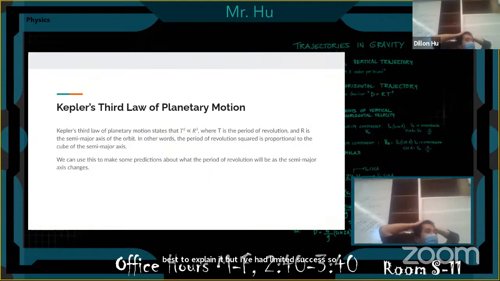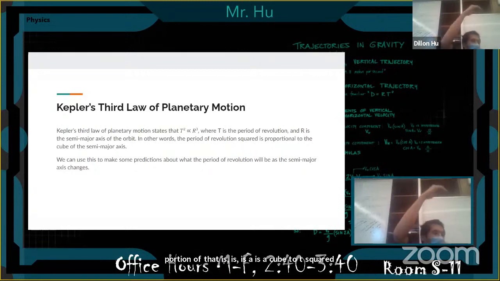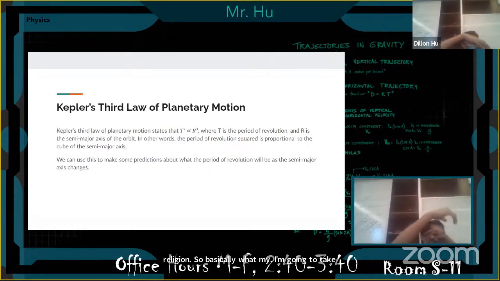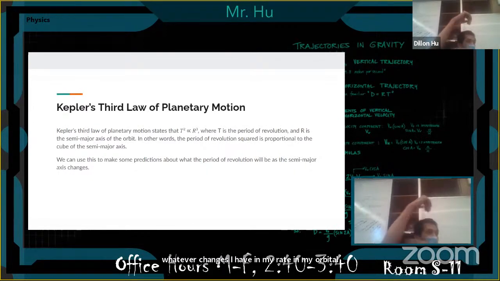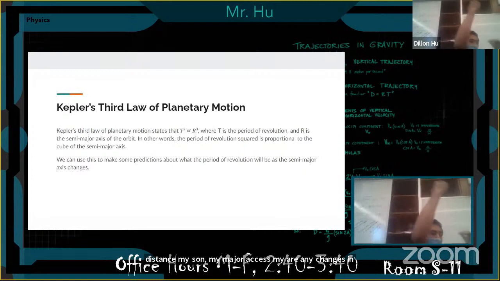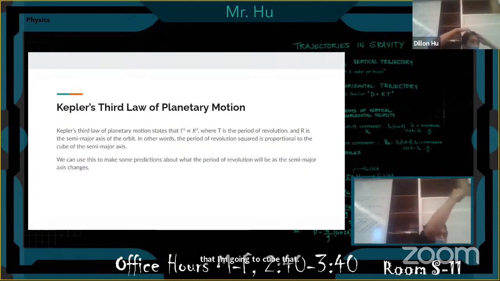The idea is that any changes in the radius, the distance of an object from the sun, are going to be proportional to the amount of change in the orbital period. How proportional? It's an r cubed to t squared relationship. So whatever changes I have in my orbital distance, my semi-major axis, my r, I'm going to cube that, and then take the square root of that to get how much my orbital period changes.